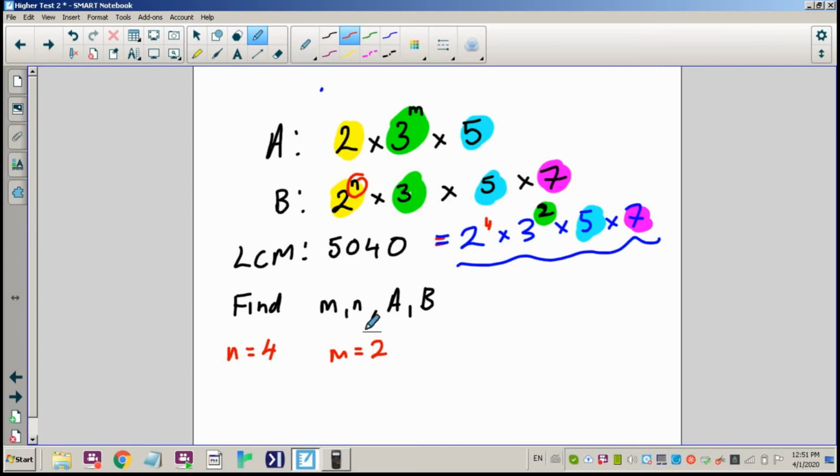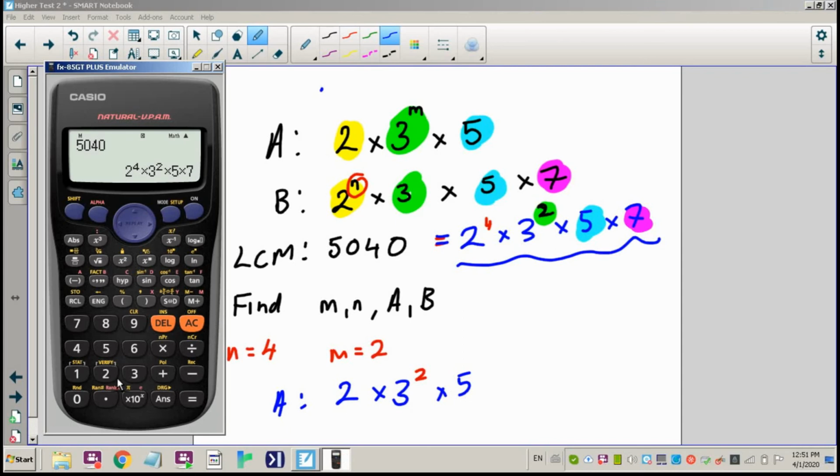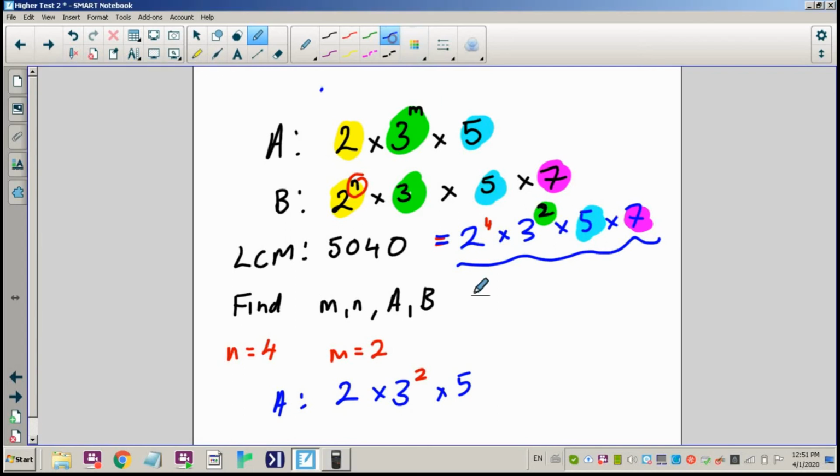Now, using that, we're going to work out what a is. A is going to be 2 times 3 to the power of 2, because I worked out that m is 2. And then all I've got to do is multiply that out. Type it into the calculator, and there you go. It's 90. The value of a is 90.